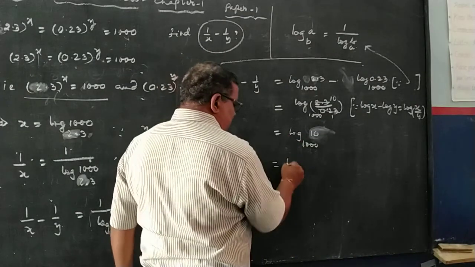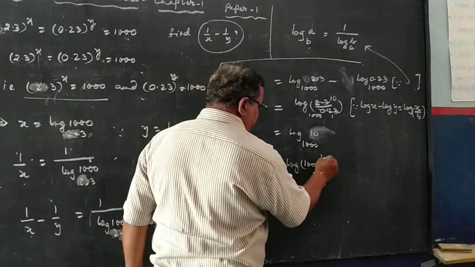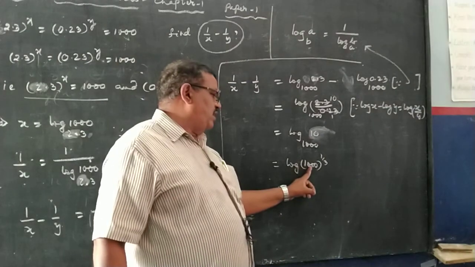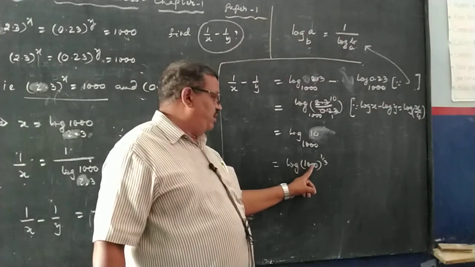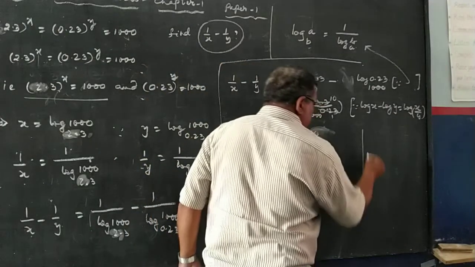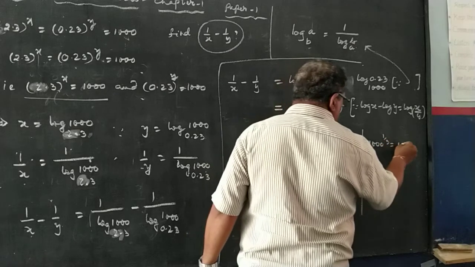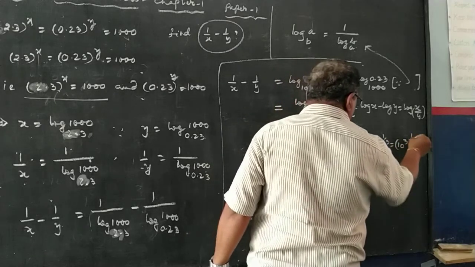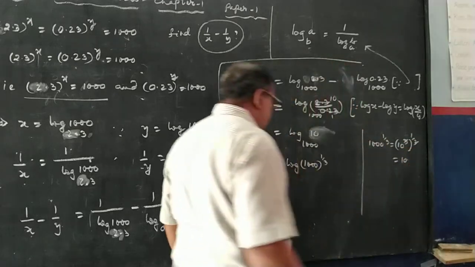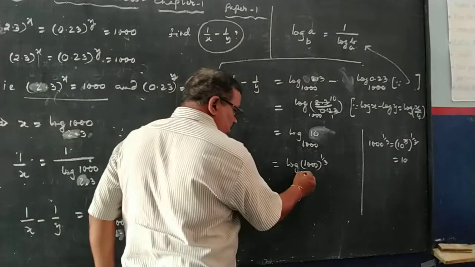10 can be written as 1000 power 1 by 3. Is it correct or not? One time check. Because 1000 can be written as 10 cube. Here I clearly explain this one. 1000 power 1 by 3 is 10 cube power 1 by 3. The 3s cancel, you get 10. So 10 can be written as 1000 power 1 by 3, base 1000.